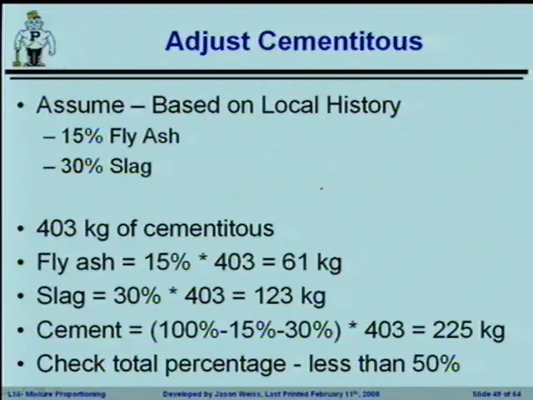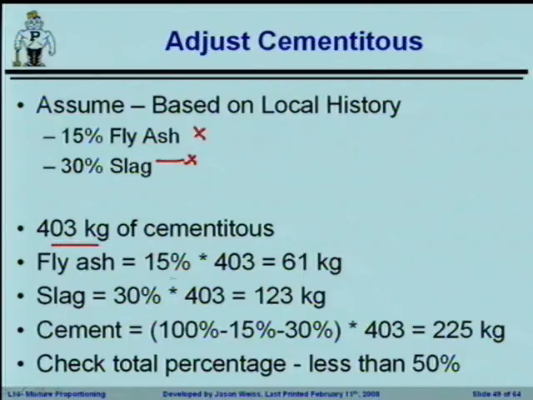Now, I mentioned that you may want to use some other binders in the system. Here I'm going to assume, based on local history and what's common, we've got a type F fly ash, which is usually used in about the 10 to 20% range. So we will use 15% type F fly ash. We will make a shot at using 30% slag. I will come back in a second to tell you some of the other things that you should be considering when you start looking at your fly ash concentrations.